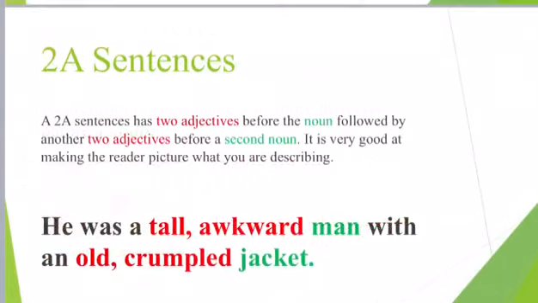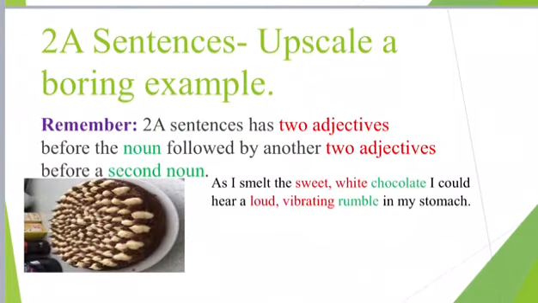The next one on our list is 2A sentences. So a 2A sentence has 2 adjectives followed by a noun and another set of 2 adjectives describing another noun. So in this example, we have, he was a tall, awkward man with an old crumpled jacket. So as you can see, tall and awkward are our first set of 2 adjectives in red, and man is our first noun. And then old and crumpled are our second set of 2 adjectives describing the noun of jacket. So now what I want you to do is try using that structure of a 2A sentence to upscale a boring example. I'll read it to you now.